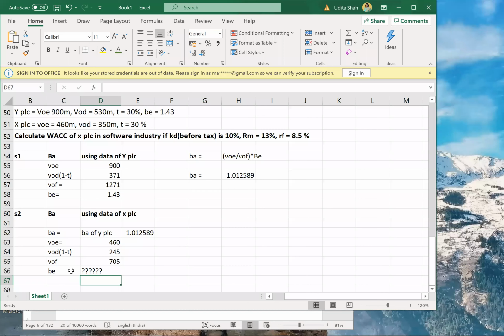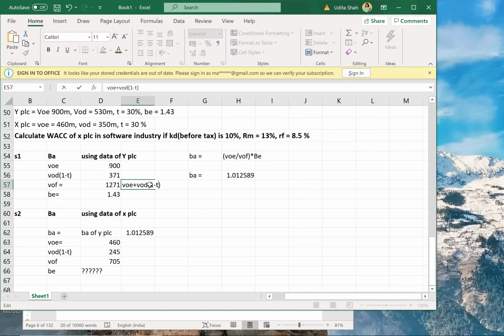Okay. So I'll just explain this once again quickly. Step 1, I'm going to calculate beta of asset using data of the standard company. Which is the standard company? Y PLC. Value of equity given is 900. Value of debt is 530, but I want 530 net of tax, so 530 into 70%, because tax rate is 30%. So 371. Value of firm will be value of equity plus value of debt net of tax.